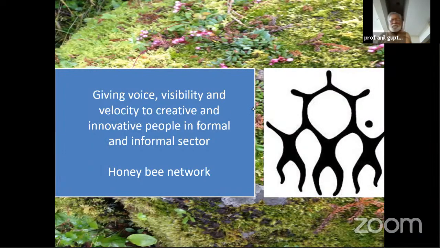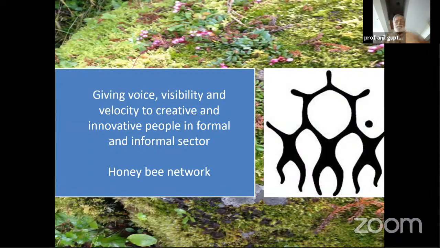So what does Honeybee Network do? Let me define this. Look at this logo, a nameless, faceless person. You see this logo comes in contact with the network. This is Honeybee Network. That's an identity, the third figure that you see. We identify people at the grassroots level, unknown people, ordinary people, but who have solved a problem with creativity. When they get into the network, they get identity. Many of them get awards. Some of them have been the guest of the Honorable President of India for 2 weeks, in a few cases 3 weeks. They stayed as a guest and have been connected to various ministries, cabinet ministers, to take their ideas forward. So what are we trying to do? We are trying to give voice, visibility, and velocity to the creative and innovative people in the formal sector and informal sector.